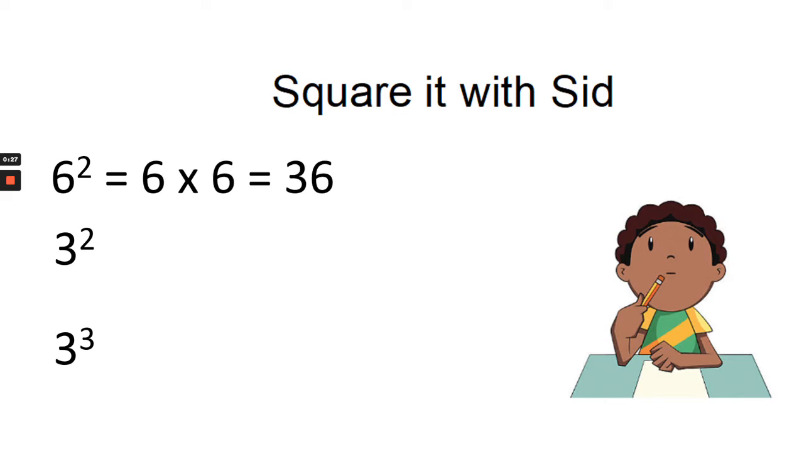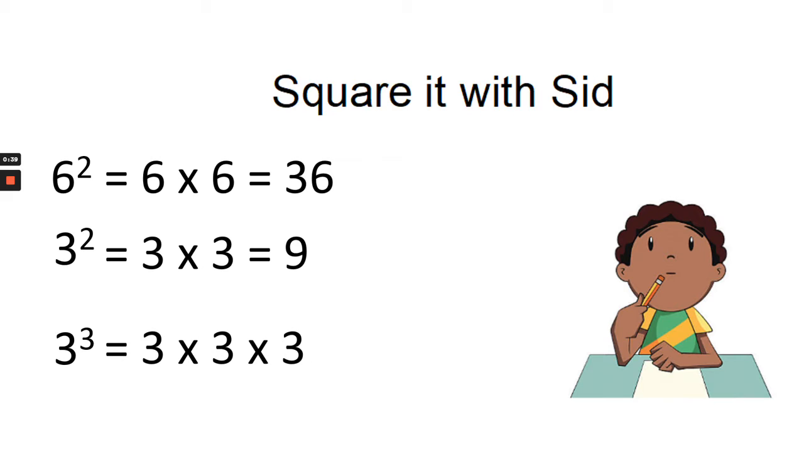6 squared is equal to 6 times 6, which is equal to 36. 3 squared is equal to 3 times 3, which is equal to 9. 3 cubed is equal to 3 times 3 times 3, 3 to the power of 3. So let's do this one step at a time. 3 times 3 gives me 9, and 9 times 3 gives me 27. 3 cubed is equal to 27.